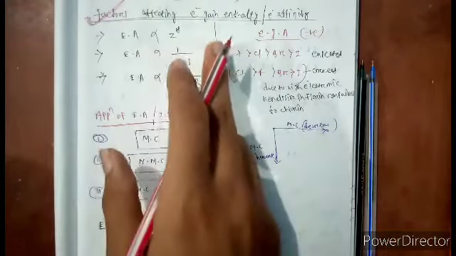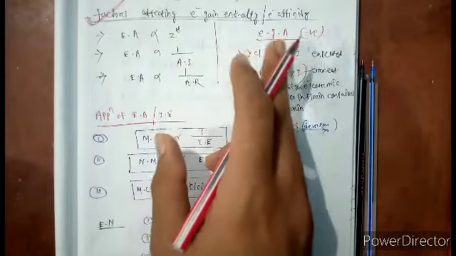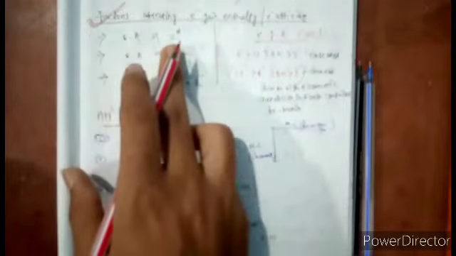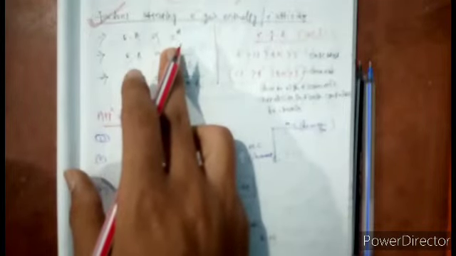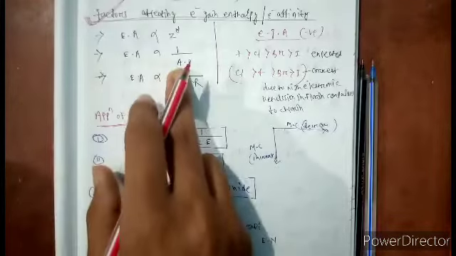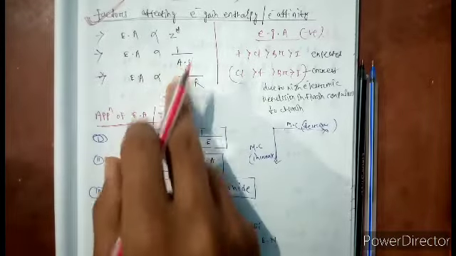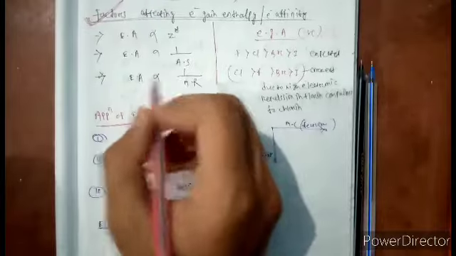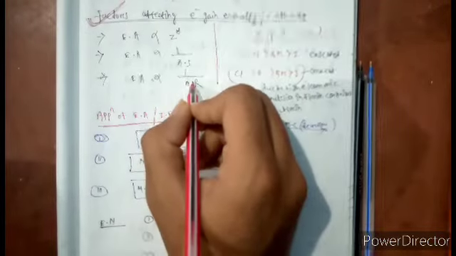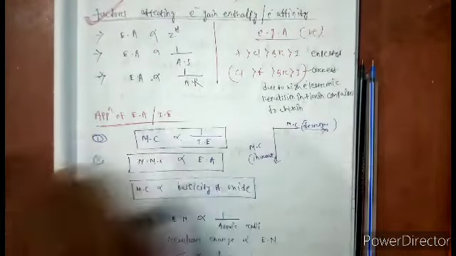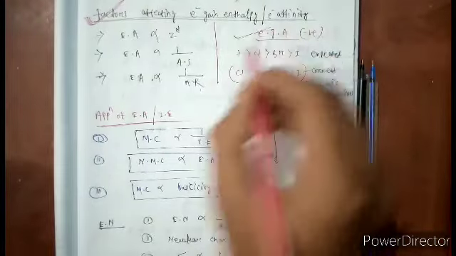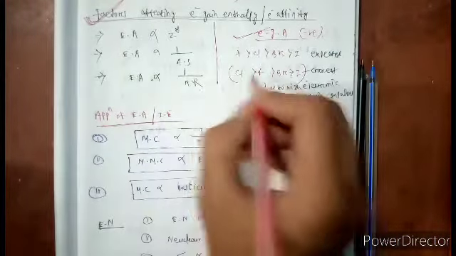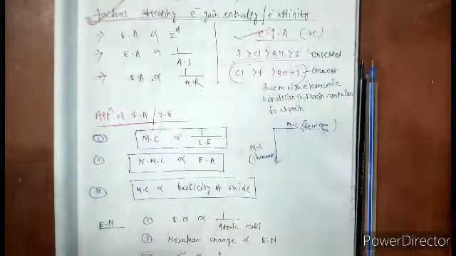Factors affecting electron gain enthalpy or electron affinity. Electron affinity is directly proportional to effective nuclear charge. Electron affinity is inversely proportional to atomic size. Electron affinity is inversely proportional to atomic radius. Okay, so this is the order for electron gain enthalpy.